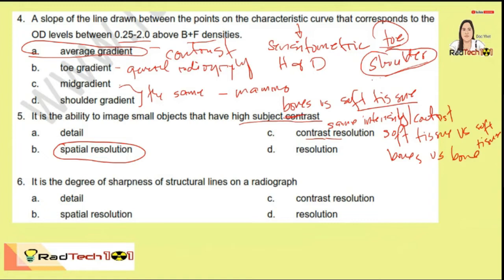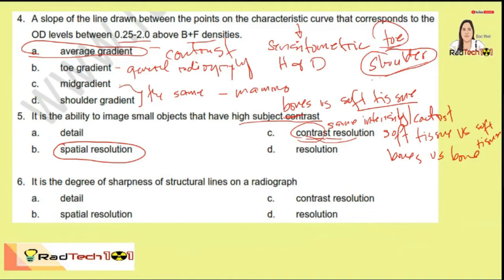So, that is contrast resolution like liver to pancreas, also stomach to spleen, stomach to pancreas, stomach to intestine. So madali silang ma-identify if we have a good contrast resolution. Pag spatial resolution, for example, ribs to diaphragm. So mas madali silang ribs to diaphragm is another example for contrast resolution. Pareho silang mga bony structures.